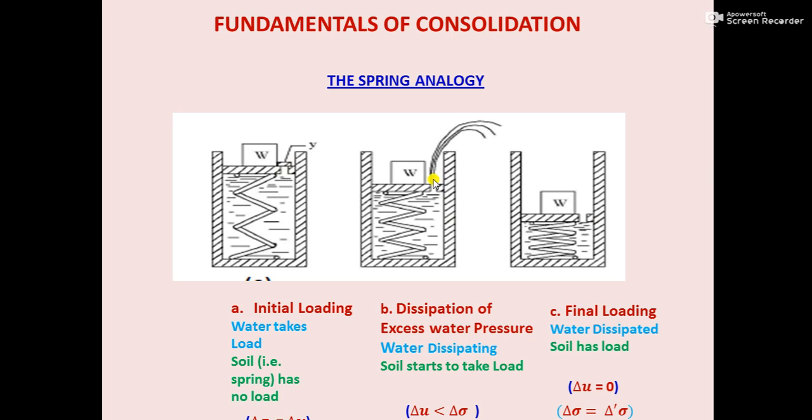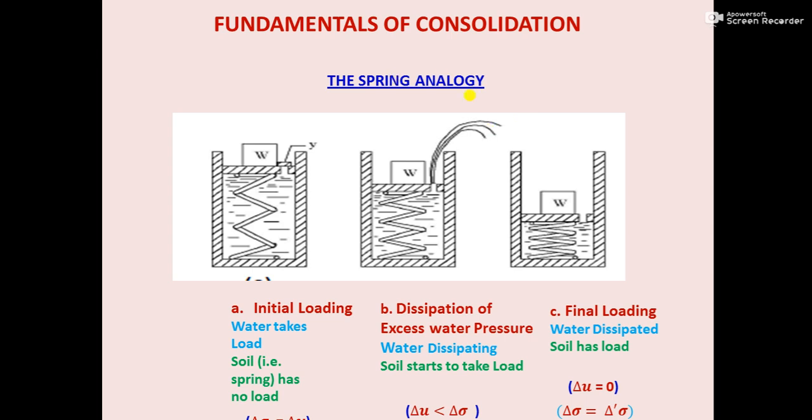This water will spill out from this. This spilling out of water is basically dissipation of the excess water pressure, because water is under tremendous stress or tremendous pressure at this condition, right? Now you observe here, if you make this hole bigger, this dissipation will be much faster. So you can compare the permeability very well using this model.